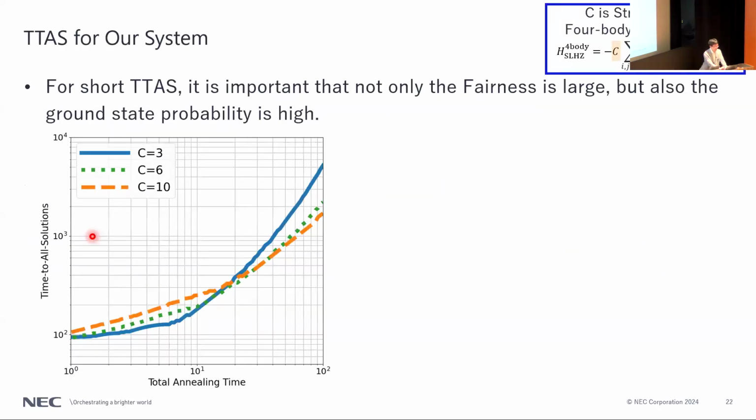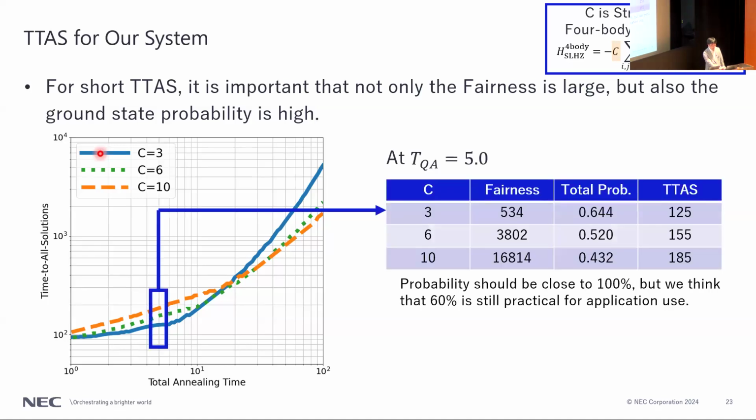This is a graph for TTAS for several fourbody interaction strengths. We find that for short TTAS, it is important that not only fairness is large, but also the ground state probability is high. For example, please look at this part on the graph.